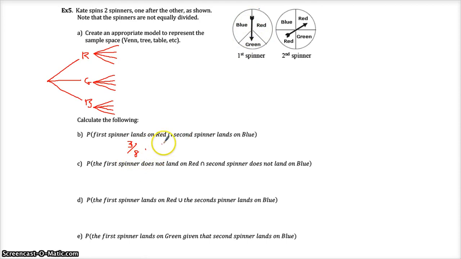All right. And the second spinner lands on blue. Second spinner lands on blue is 1/4. So that's independent. I go ahead and multiply. And yeah, I should perform this operation, right? This is 3 out of 32.